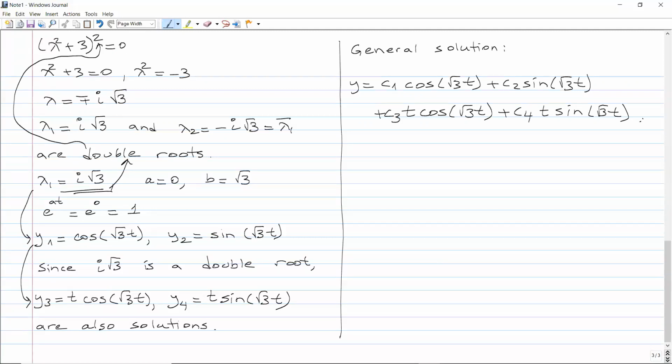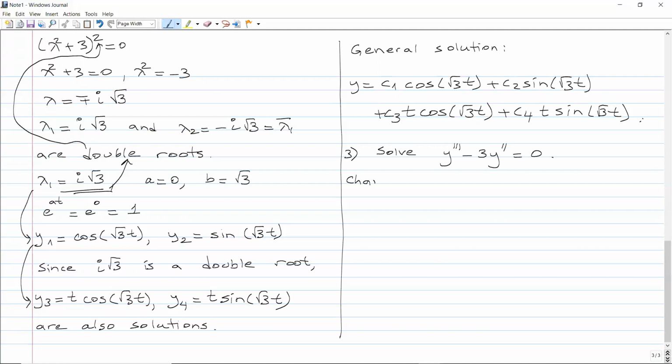Now, of course, a double root may be combined with a single root. For the double root, we apply this procedure of multiplying by powers of t, and for the single root, we just take the corresponding solution. So as another example, let's solve the equation: the third derivative of y minus 3 times the second derivative of y equal to 0.